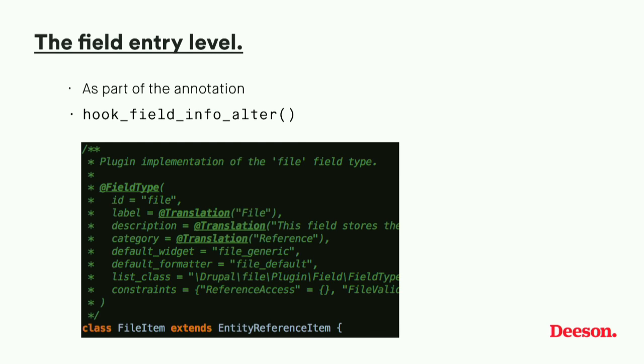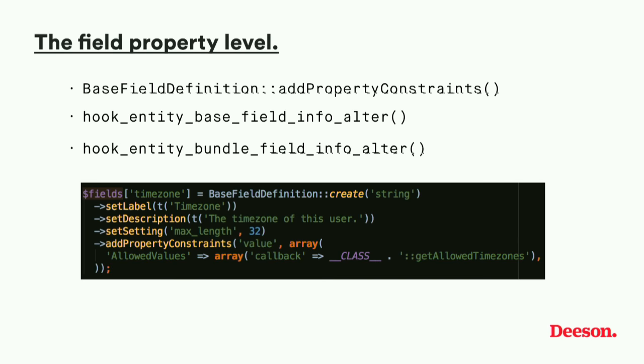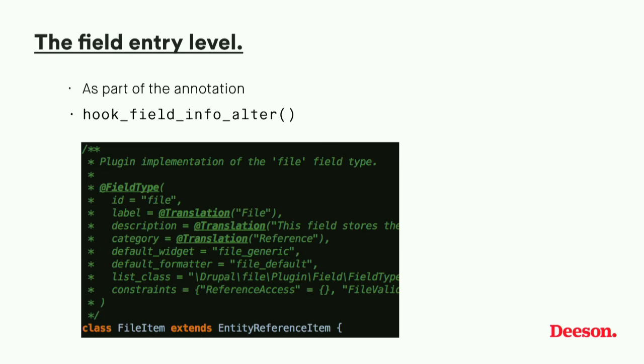Right. The field entry level, so one delta within a field item. This is a special use case. So a single delta within a field item list is actually the thing that you define as a field type. So an entity reference field, a date field, all of them have this plugin for a field type. And if you want to have a constraint that applies to every single delta of a field, this is where you would apply it, if you create your own field type. If not, guess what? There's a hook field info alter to alter someone else's field type.